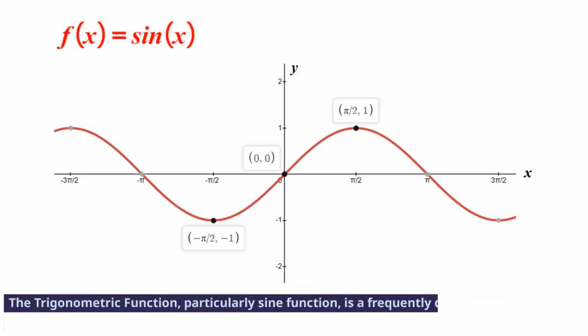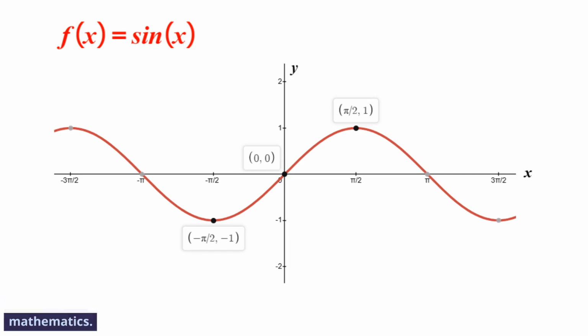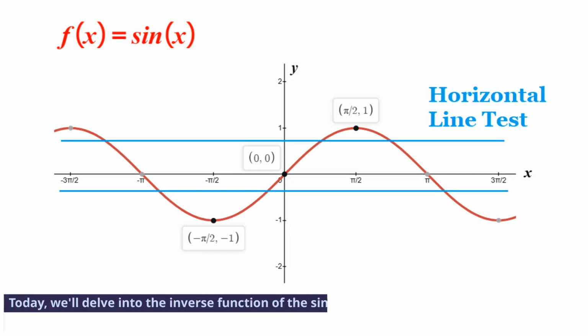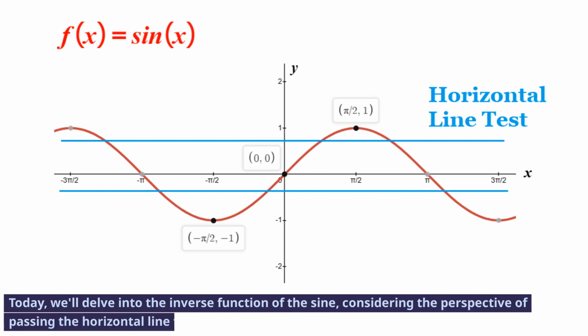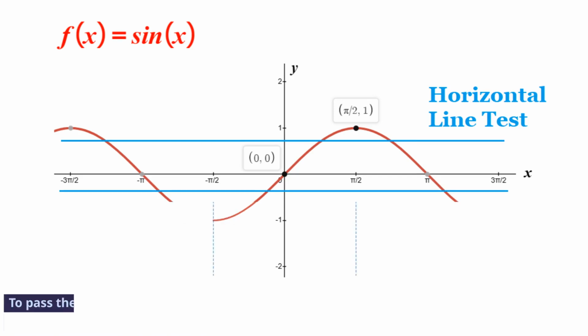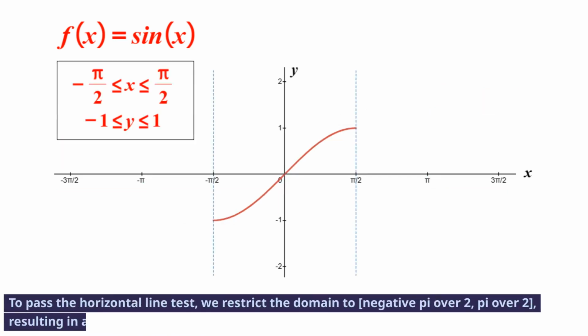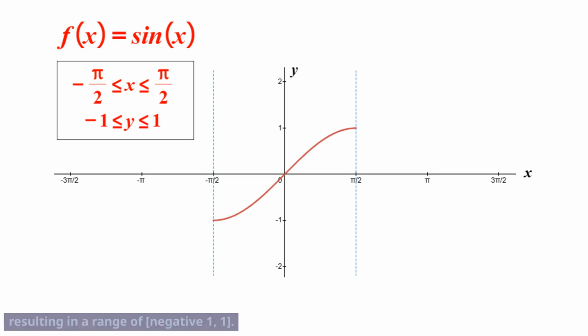The trigonometric function, particularly the sine function, is a frequently discussed topic in mathematics. Today, we'll delve into the inverse function of the sine, considering the perspective of passing the horizontal line test. To pass the horizontal line test, we restrict the domain to [-π/2, π/2], resulting in a range of [-1, 1].